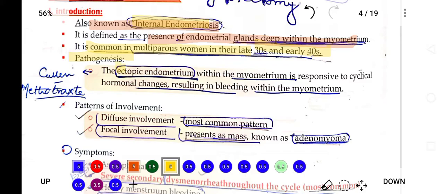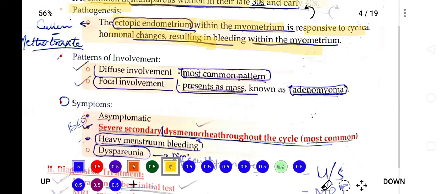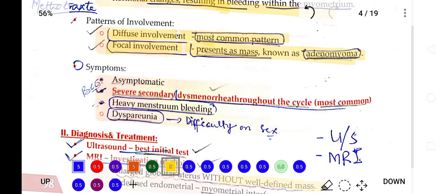Its pathogenesis is ectopic endometrium within the myometrium, which results in cyclic hormonal change and bleeding within the myometrium. Its pattern is of two types: diffuse pattern and focal involvement. The diffuse pattern is most common, while the focal pattern presents with a mass, an adenomyoma. That is known as adenomyosis.